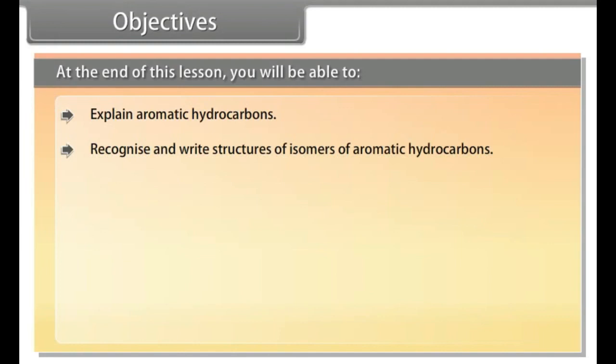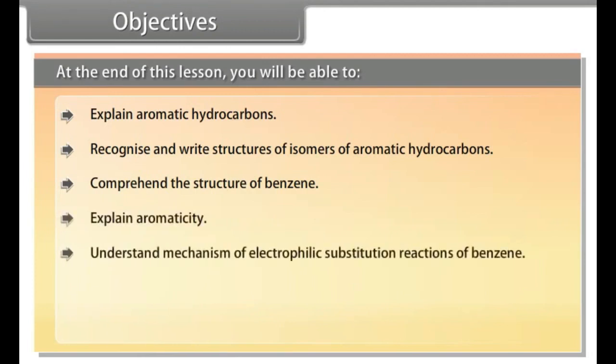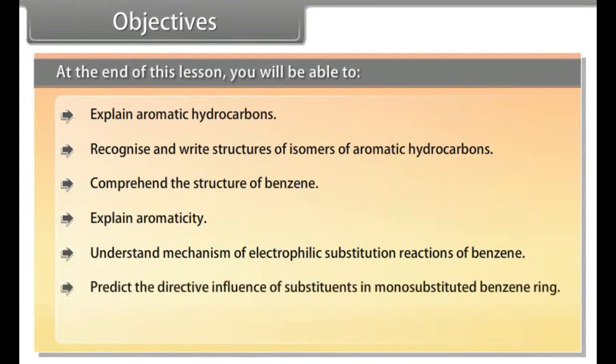Objectives. At the end of this lesson, you will be able to explain aromatic hydrocarbons, recognize and write structures of isomers of aromatic hydrocarbons, comprehend the structure of benzene, explain aromaticity, understand the mechanism of electrophilic substitution reactions of benzene, predict the directive influence of substituents in a monosubstituted benzene ring, and learn about carcinogenicity and toxicity.